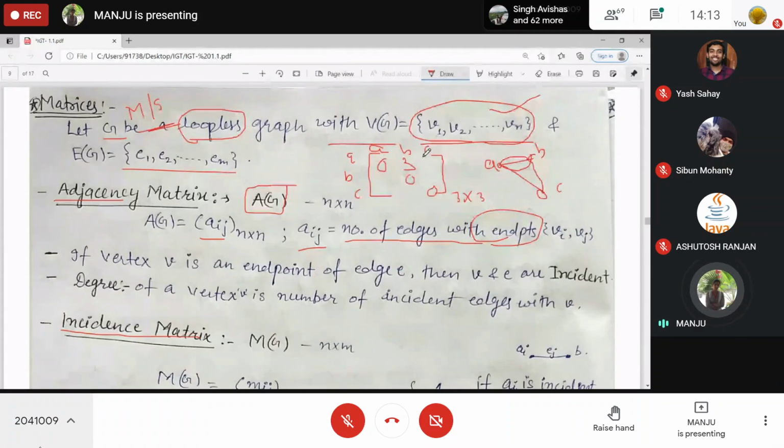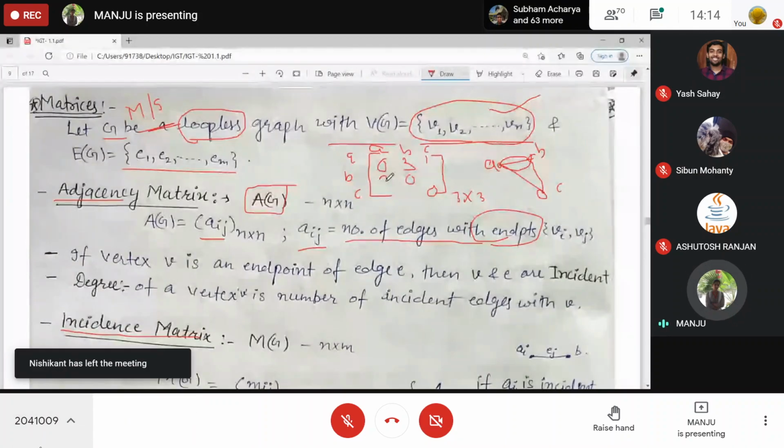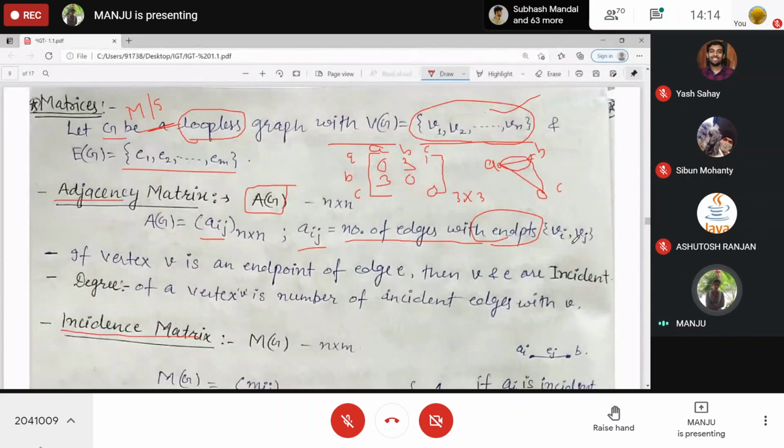How many edges are present between A and C? 1. What about B and A? Take this vertex and this vertex, B and A: 3. Right? That will be same as this one. That means A_ij and A_ji will be same, because the number of edges between the ith vertex and the jth vertex is the same as between the jth vertex and the ith vertex.